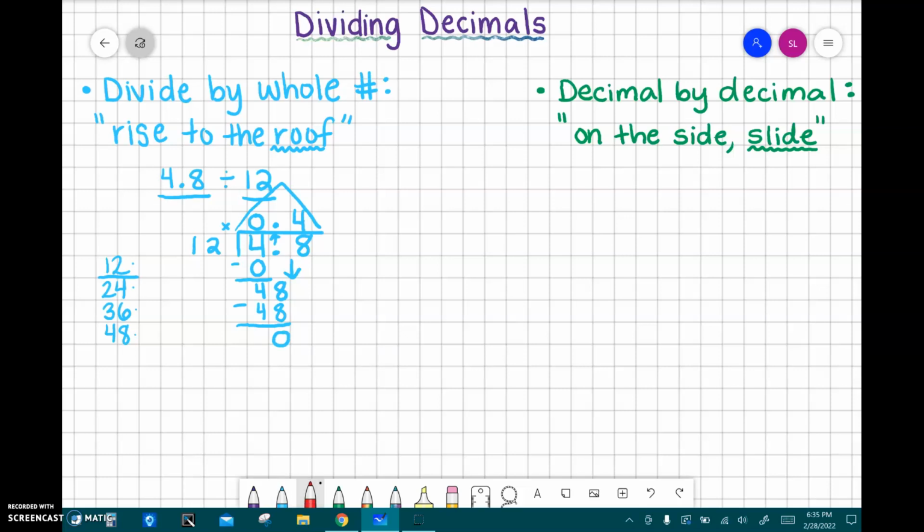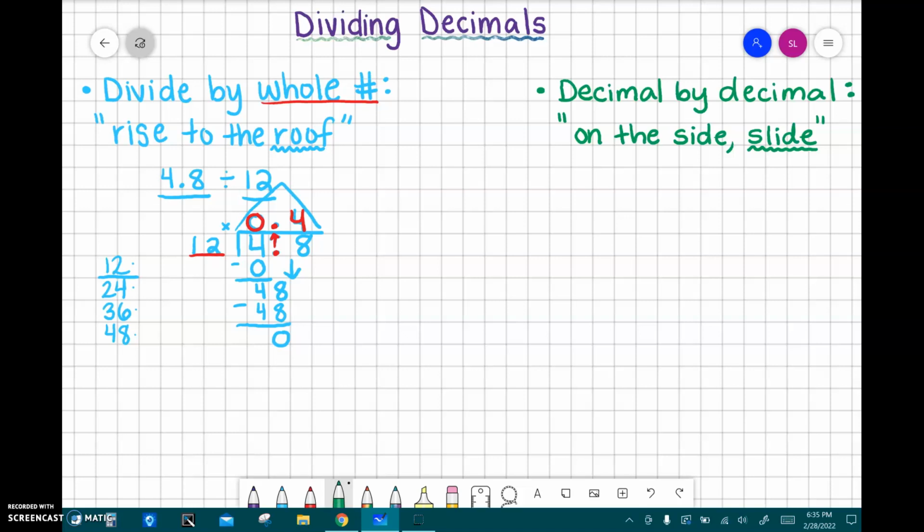So what I need to look for is that if I'm dividing a decimal by a whole number, if my whole number is on the outside, my decimal is going from the inside to the roof. So my answer here is 4/10.